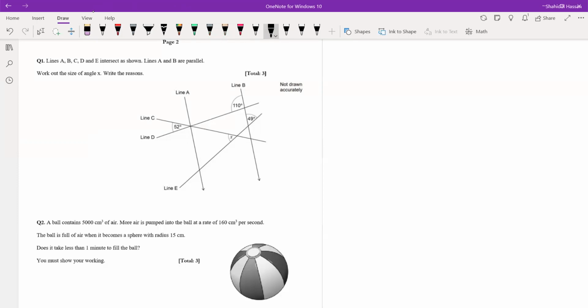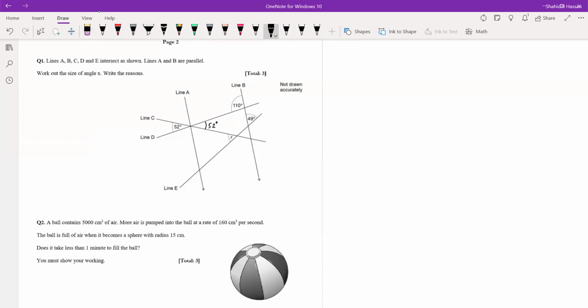We have an angle here, 52 degrees. The vertically opposite angle here should also be equal to 52 degrees. I hope you have no confusion with this. If this angle is 52 degrees, then what can we do? Can we say this angle is equal to 52 degrees? Nope, because that's not an alternate angle.